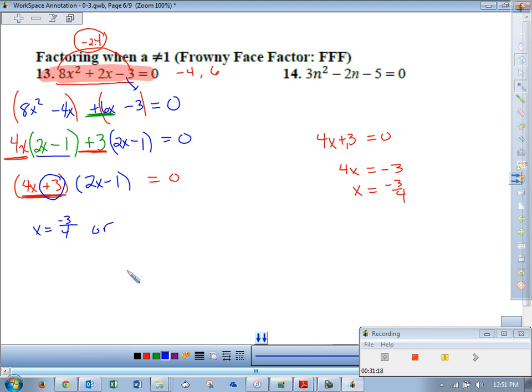Or, let's see if you can use that trick on this one. Opposite of this guy over this guy. So what would you have? 1 over 2. Always works.